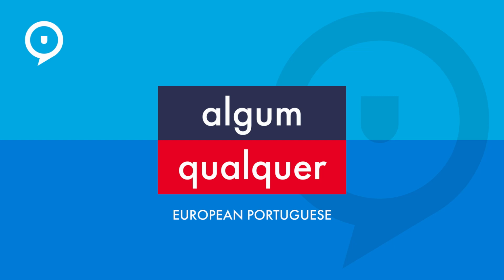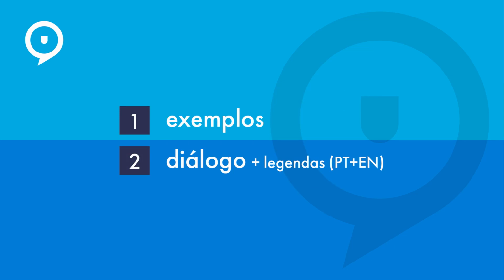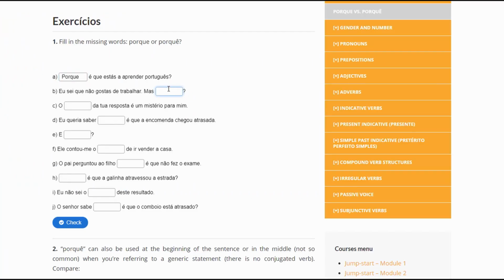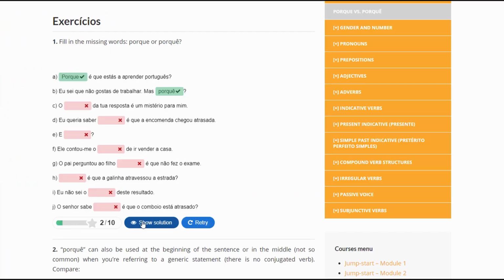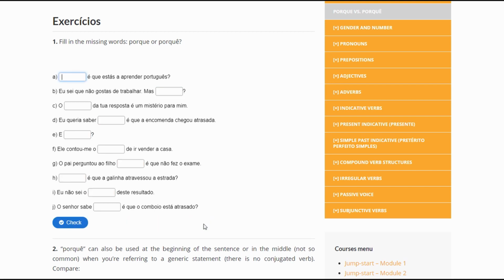Today we're looking at the difference between algum and qualquer. I'll explain the difference with a few examples, and after that you'll listen to a dialogue where you can see both words in action. The translation of the examples is available on the video. If you're a member of the Portuguese Lab Academy, be sure to practice with the available exercises in this lesson.